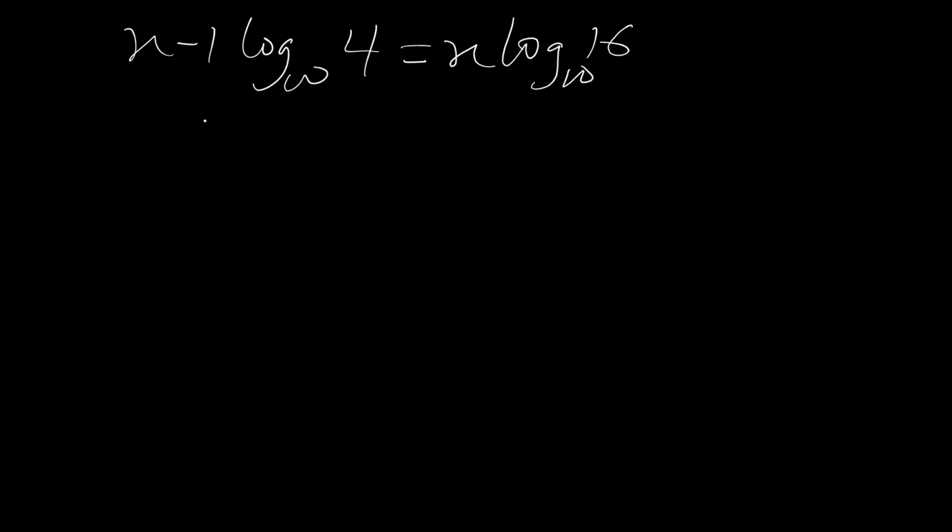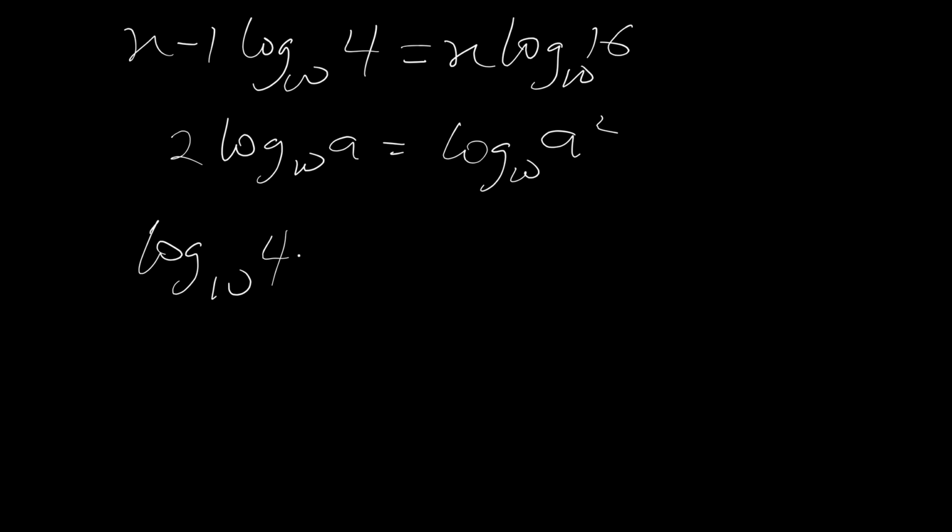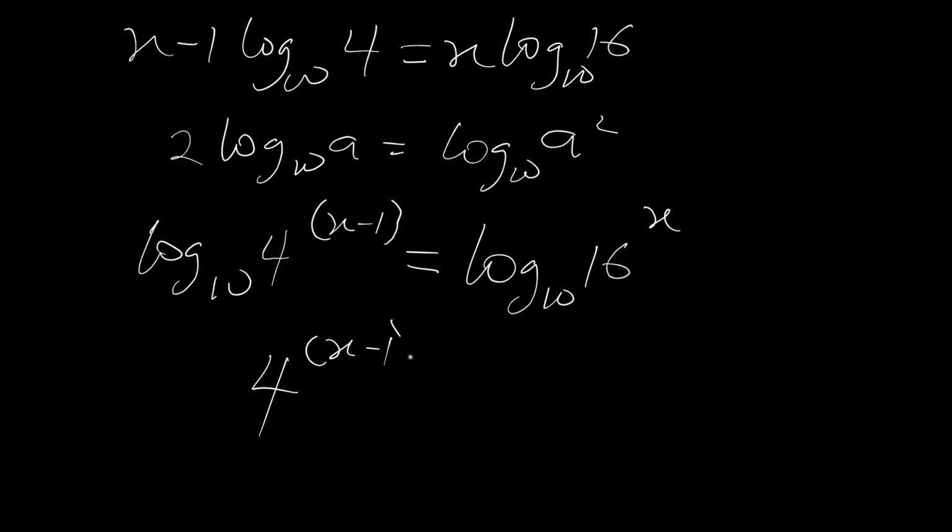So we have (x minus 1) log to the base 10 of 4 is equal to x log to the base 10 of 16. Now we know that if we have 2 log to the base 10 of a, this can be written as log to the base 10 of a squared. And so our expression becomes log to the base 10 of 4 raised to the power x minus 1 is equal to log to the base 10 of 16 raised to the power x. Now when we take the antilog of both sides, you have 4 raised to the power x minus 1 is equal to 16 raised to the power x.